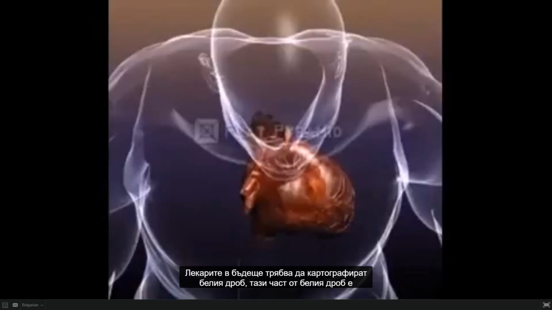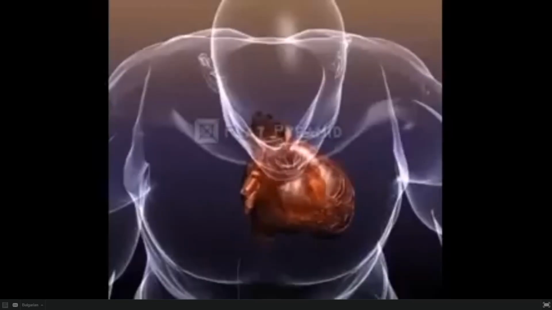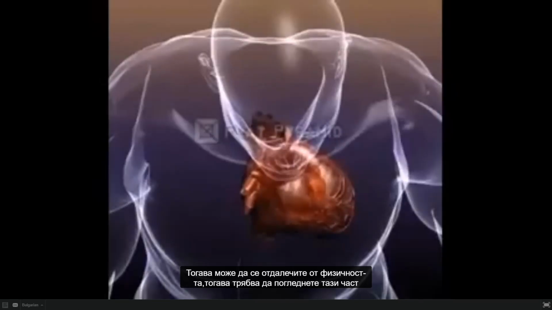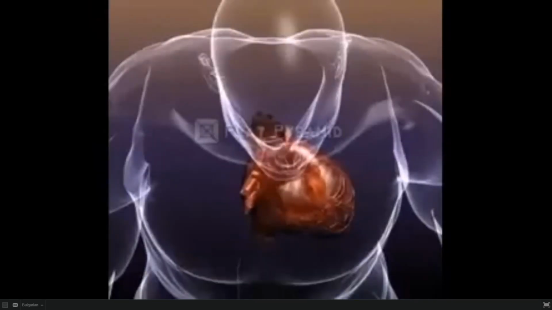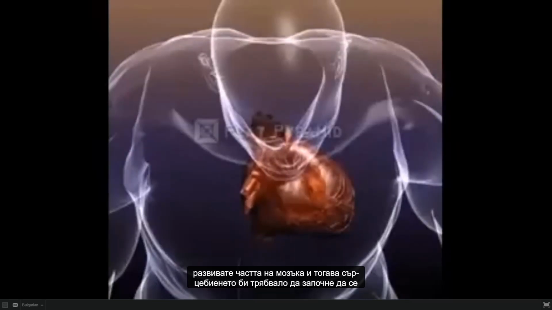Doctors in the future have to map up the lung. This part of the lung is responsible for the arm. This part of the lung is responsible for the leg. This is for the liver. And the heart is the same. Then you walk away from physicality. You look at this part of the heart which is missing as a defect, and ask where its source is in the brain. You go to the brain, you develop the brain part, and then the heart piece hopefully should start developing, because it looks for its partner and half is not there. This is very, very tricky.